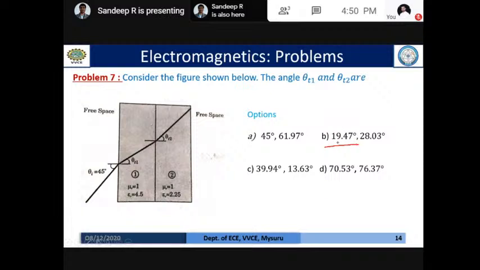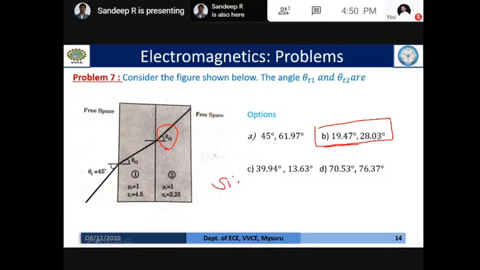So if it is present in 2 or more options, then you can calculate theta T2 as well. If it is present only in one option, you can directly select this as the answer, because the first one we have got is 19.47. If the same answer is given in 2 or more options, then you can calculate the second theta angle. So here also you will consider Snell's law.